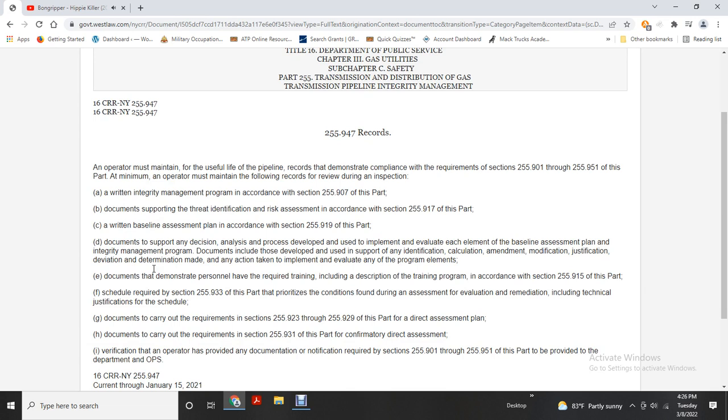Documents to support any decision, analysis, and process developed and implemented to evaluate each element of the baseline assessment of the integrity management program. These documents include those developed to give the support, identification, calculation, amendment, modification, justification, deviation, and termination made, and any action taken to implement and evaluate the program. Documents demonstrating that personnel required for training include a description of the training program in accordance with section 255.915. The schedule requirement of 255.933 of this part covers the conditions found during assessment, evaluation, and remediation, including the technical justification for the schedule.